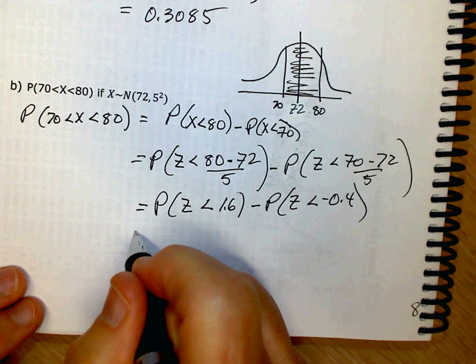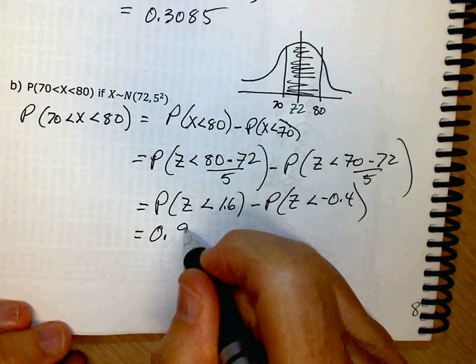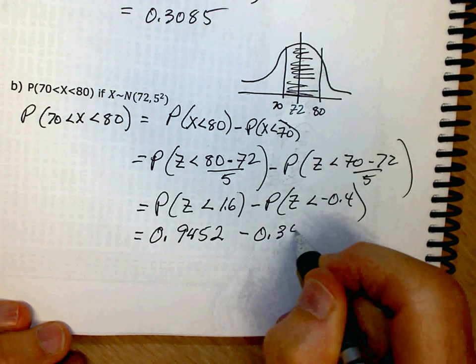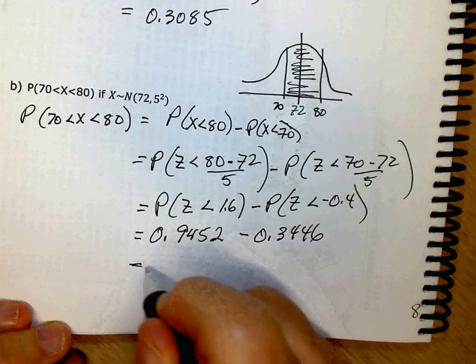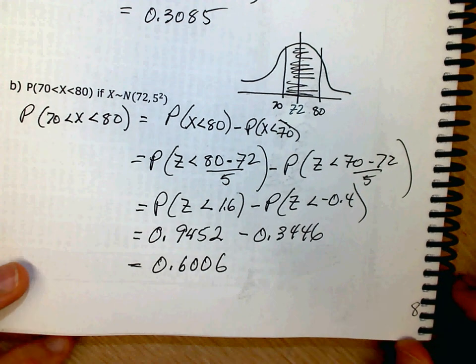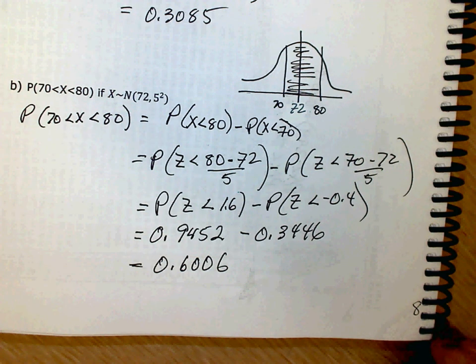If you look those values up on the table, you get 0.9452 minus 0.3446, and that's 0.6006. So far, so good?